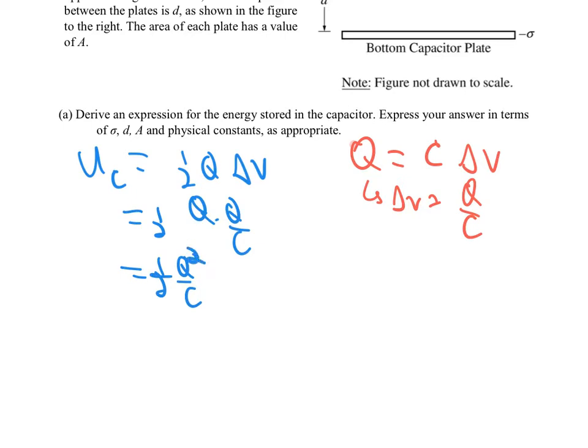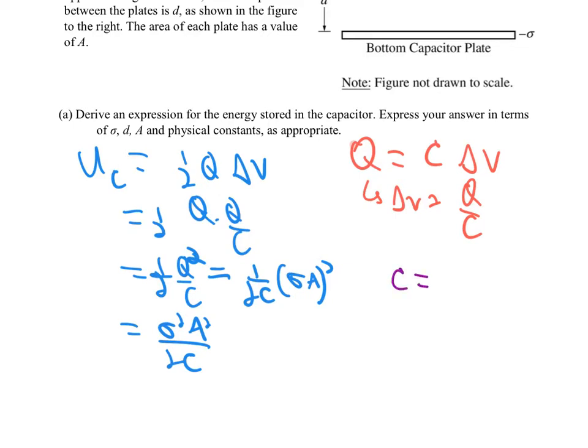And now we don't have the voltage difference, which wasn't given anyway, but we do need to figure out the charge stored on one plate, but that's not too bad. We have 1/2C, and then the charge is going to be sigma times A, and then squared, of course. So sigma squared A squared over 2C. Still not done though, because of course we don't have C, but we do know that the capacitance of a parallel plate capacitor depends on the permittivity, and that it grows with the area but falls with the distance.